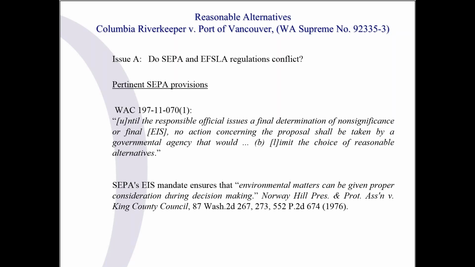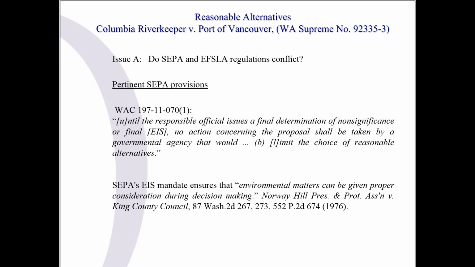What happened in this case is that the Port of Vancouver entered into a lease to allow this huge petroleum refining and storage operation to be located close to the shores of the Columbia River. And the appeal is based on the argument that the port should not have entered into that lease before an environmental impact statement that was in the works had been completed, so the port could decide whether or not it was good for the environment to allow this facility to be located on their property.